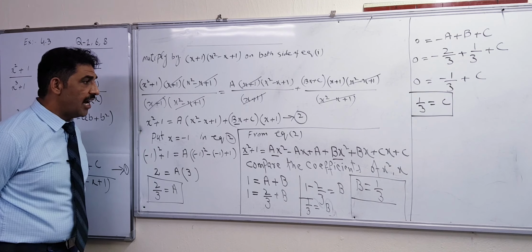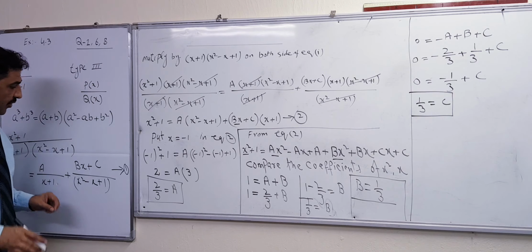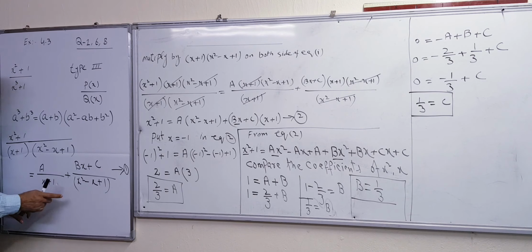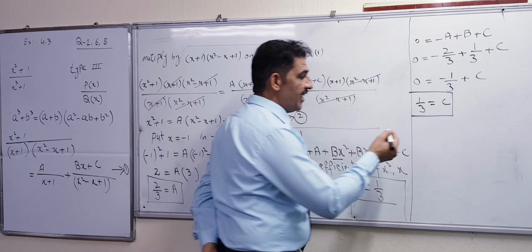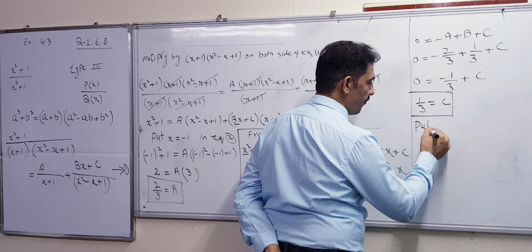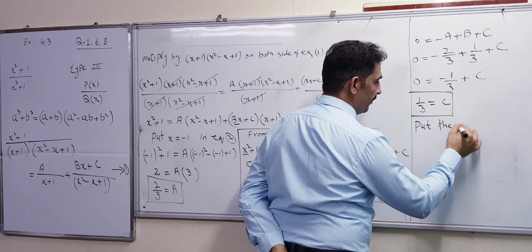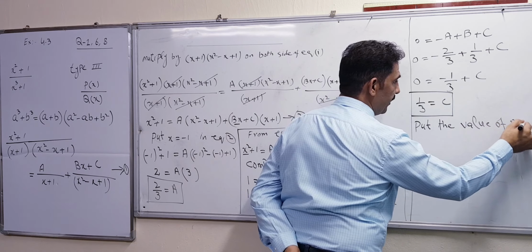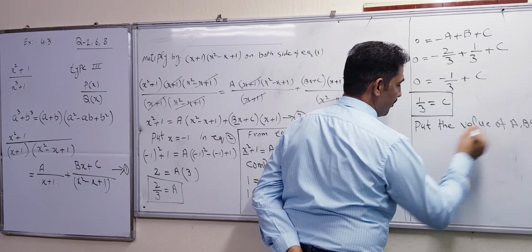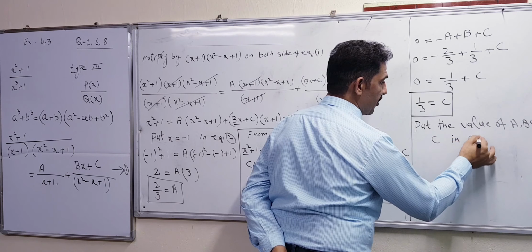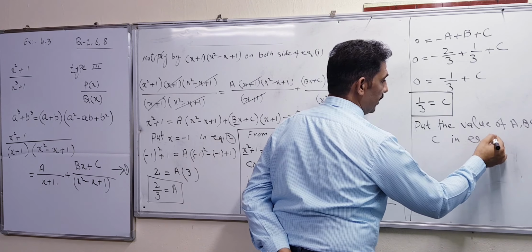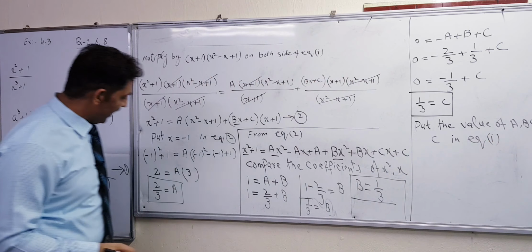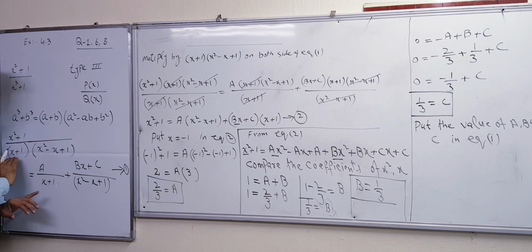After that, we have to put all these values A, B and C in equation number 1. That is our final answer. So put the value of A, B and C in equation 1. When you are putting them in equation 1, the right hand side is our partial fraction. No need to write the left hand side.